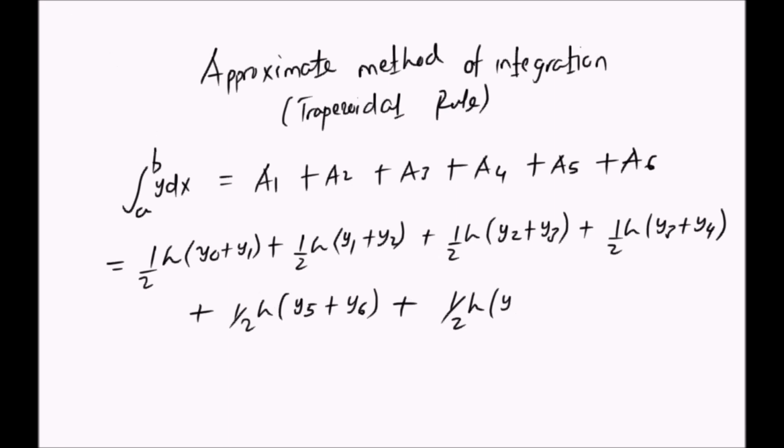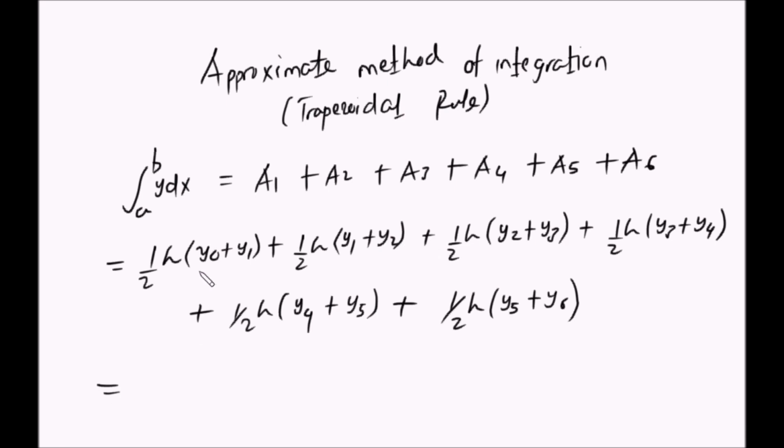Hey, kuna mtu nimemruka hapo, sorry. Kabla ya y5 na y6 ilitakiwa ije kwanza y4 na y5 hapo ndo mwisho. So hizo. So hii sasa ndo itatupa hii integral kwa hii trapezoidal rule tuliyodiscuss leo.